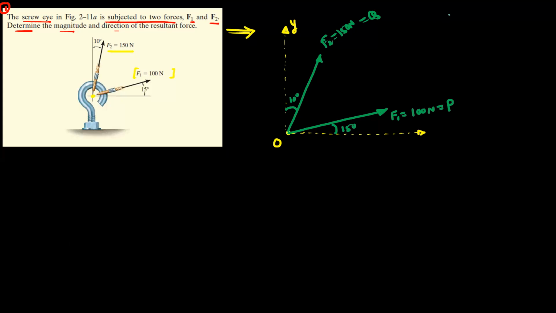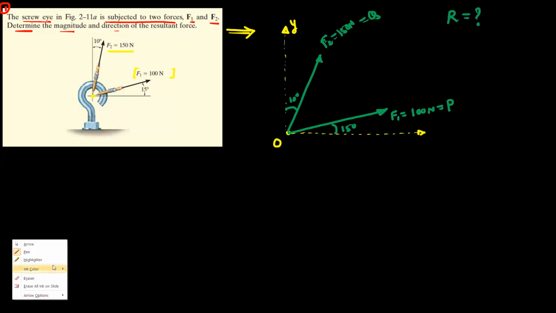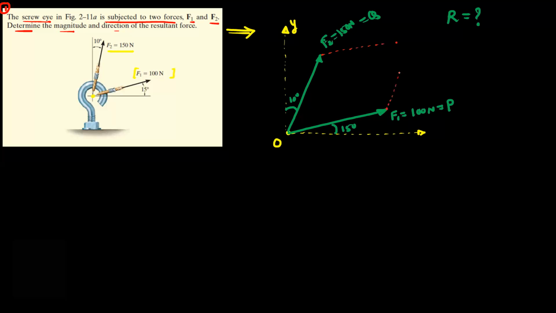So the question is, we have to determine the resultant of these two forces. For the law of parallelogram, we need to construct the parallelogram. So we should draw the parallel vector to force P and force Q. First draw the parallel vector from this point, and draw the second vector parallel to force Q. So you can observe one parallelogram.